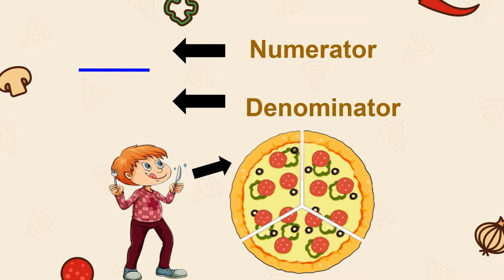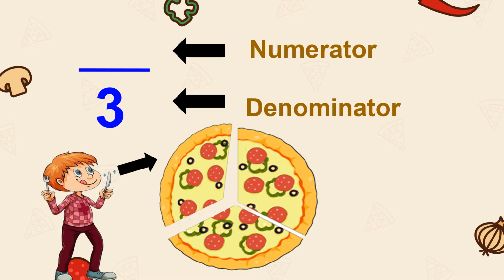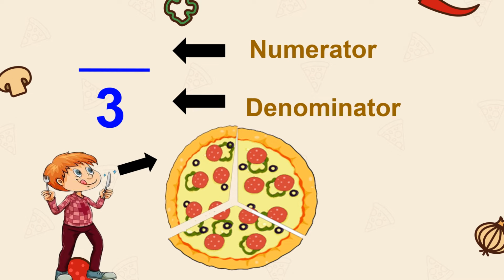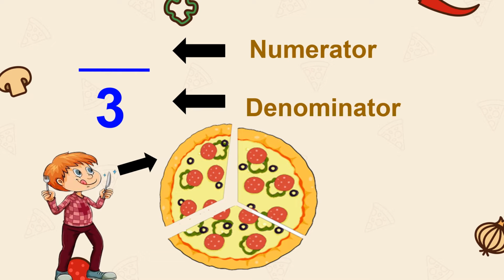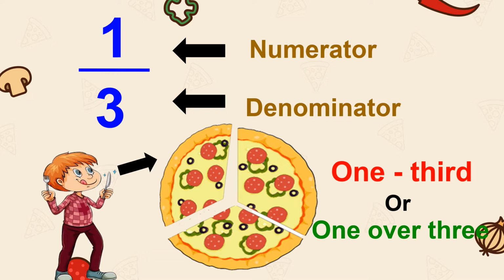Let's say there is another pizza, and this pizza has the total parts 3, so the denominator is 3. Here, Tom is very hungry. He wants to eat one piece of the pizza, just one part. So the numerator on the top of the fraction will be 1. So we can call this fraction 1/3 or 1 over 3.